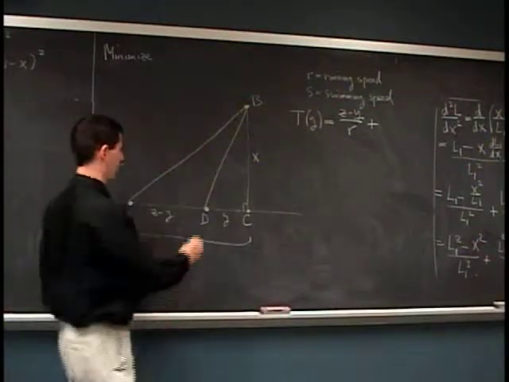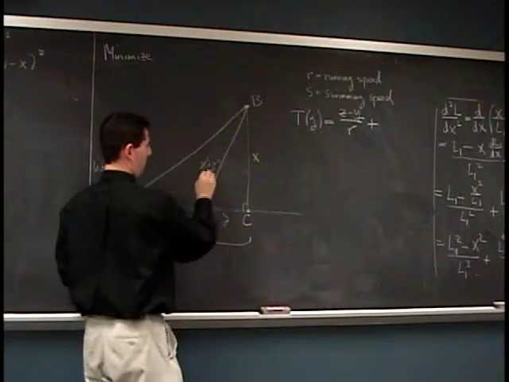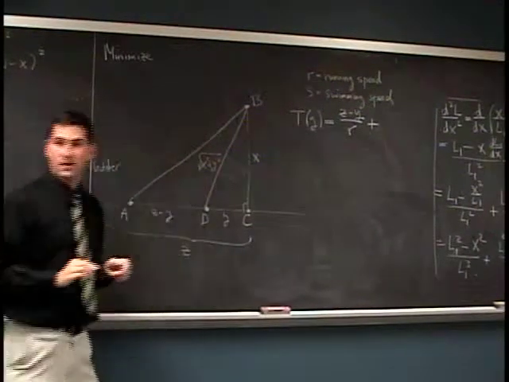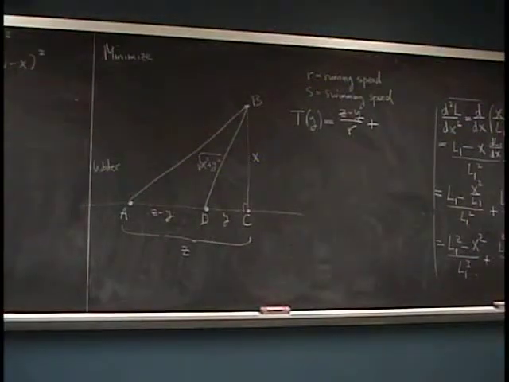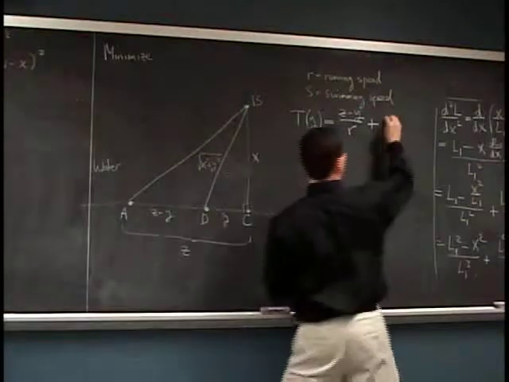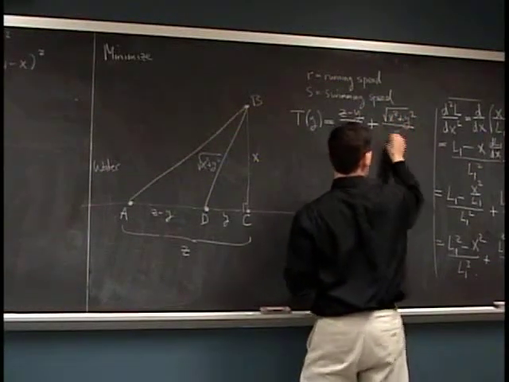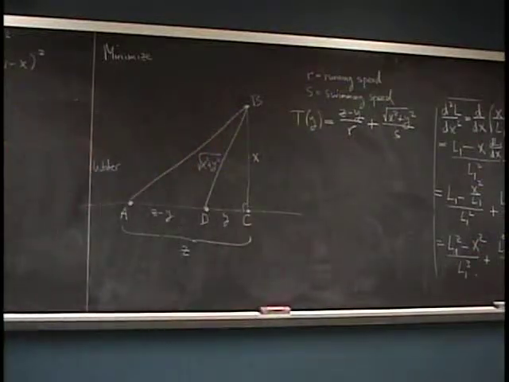Squared plus y squared. Is it x squared plus y squared? Square root. The square of the hypotenuse is the sum of the squares of the sides. So that distance is the square root of x squared plus y squared. So it's the square root of x squared plus y squared divided by my swimming speed. Okay, that's how long it takes.